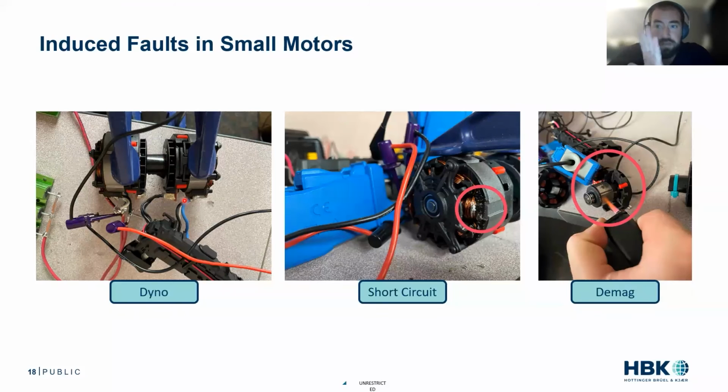You guys don't give me any of your data, rightfully so. So I have to make my own. I apologize for my kind of janky dyno, but we have two power drill motors coupled together. In one example, I shove a soldering iron into the winding to cause a turn-to-turn short.